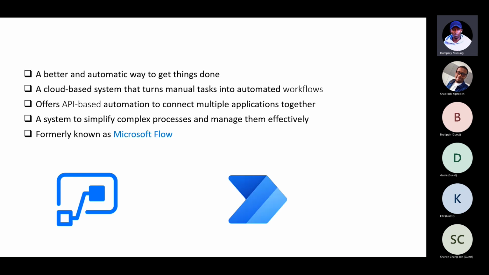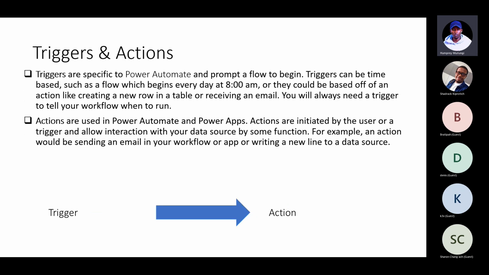Power Automate is a better and automatic way to get things done. It is a cloud-based system that turns your manual tasks into automated workflows. You may leverage the APIs, you may leverage the templates that are created for you, using actions and triggers to create your flows.